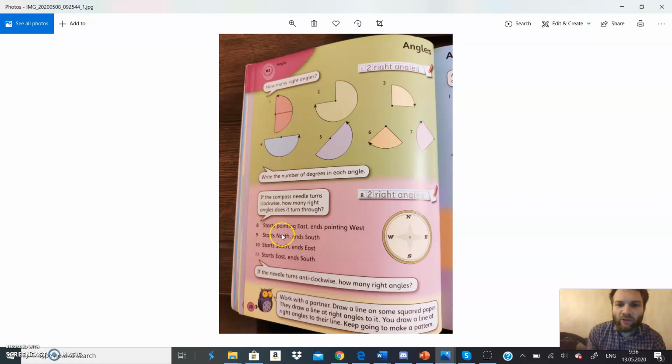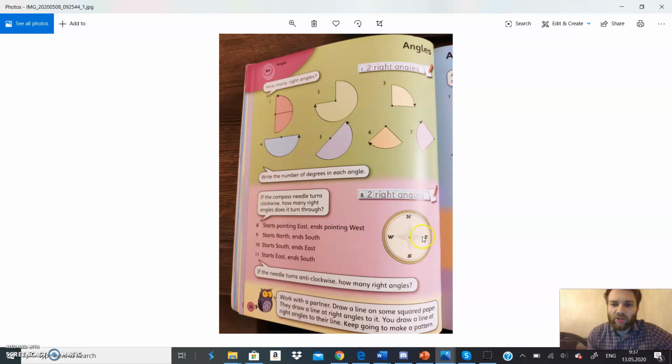Okay, moving down to the ones near the bottom. It tells you which point it will start at. Now it hasn't got northwest or northeast or anything, it's just the 4 main points. So if it says that it starts at east and finishes pointing west, it's not just going across like that. So it says if the compass needle turns clockwise. Clockwise just means in the direction of the clock, the same as the clock does. So it will go like this, this way. This is the way the clock goes.